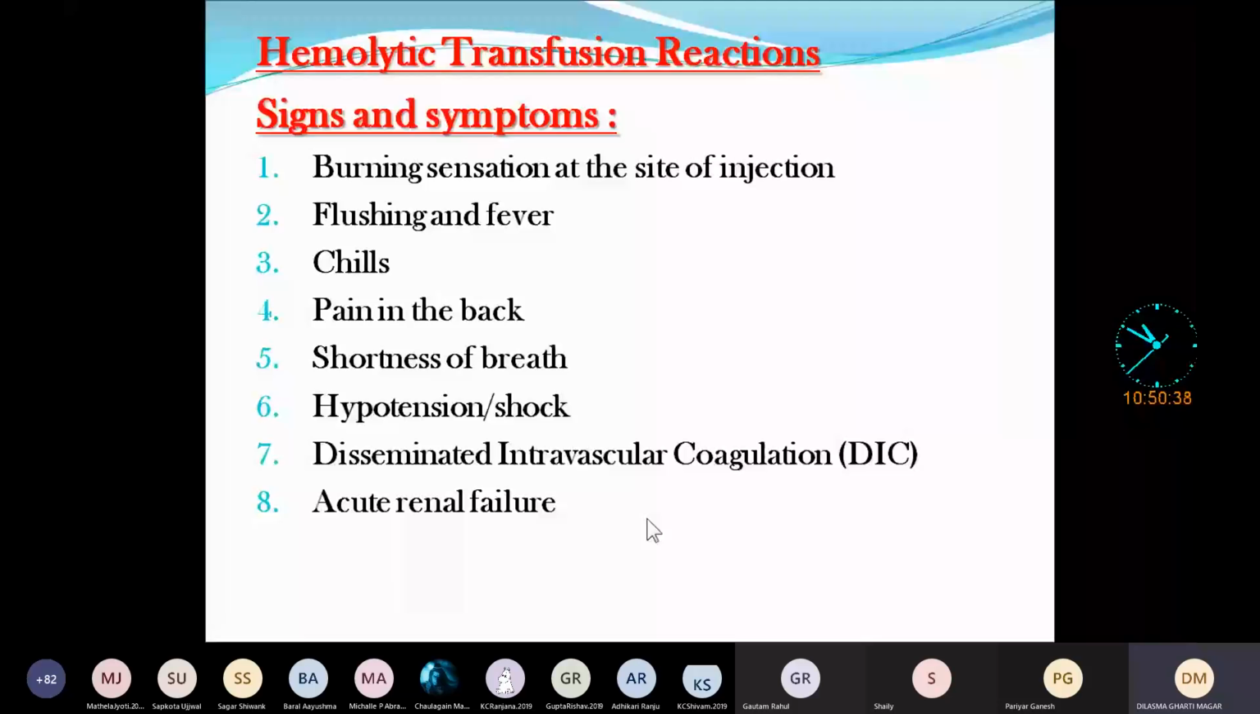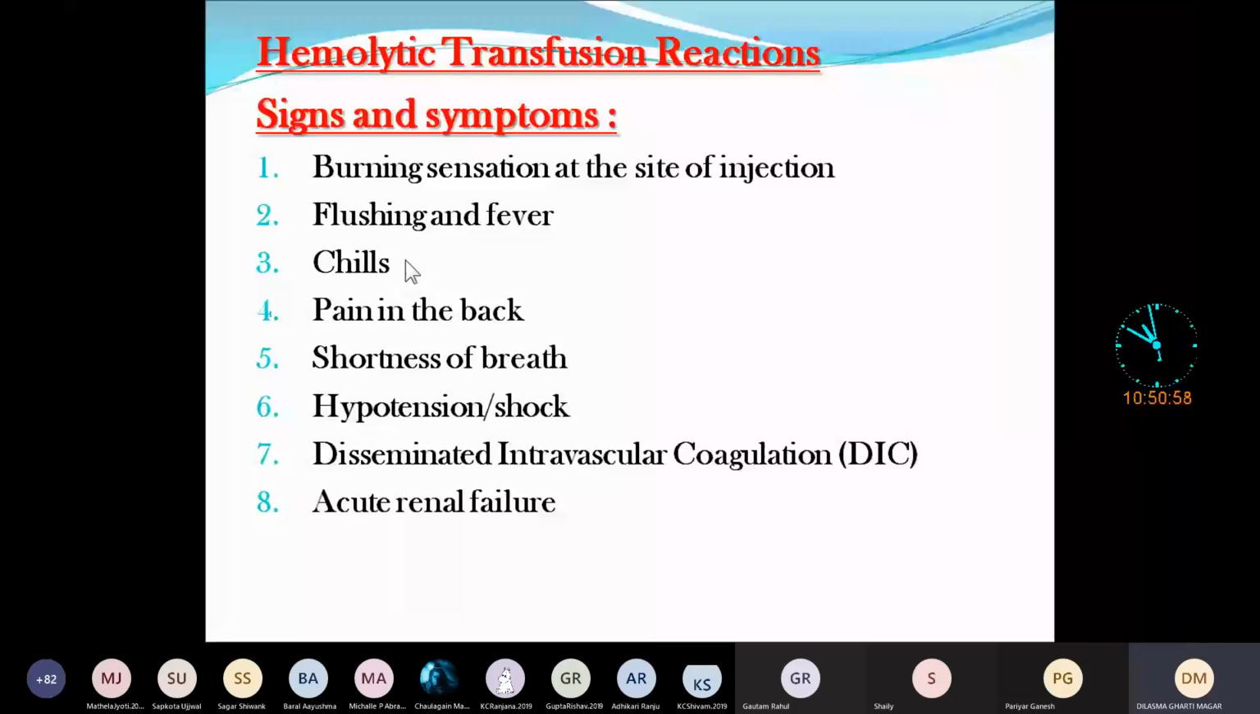So when we see all signs and symptoms like this, suppose blood is being given and the patient is telling, I'm having back pain, or I'm having shortness of breath, or I'm having this burning sensation at the site of the transfusing needle prick area. So we will stop the transfusion immediately. Understood?